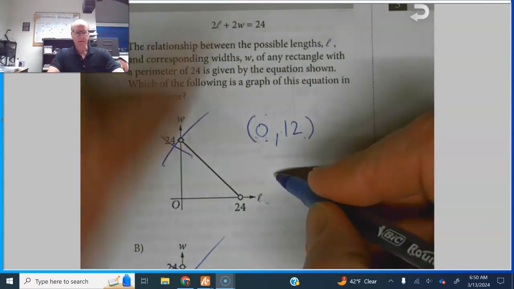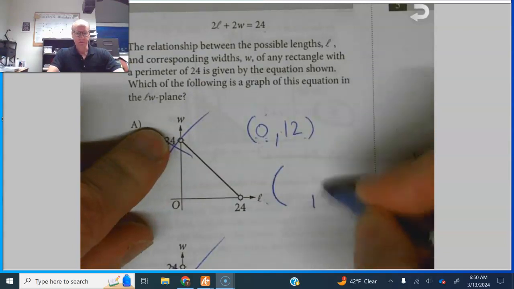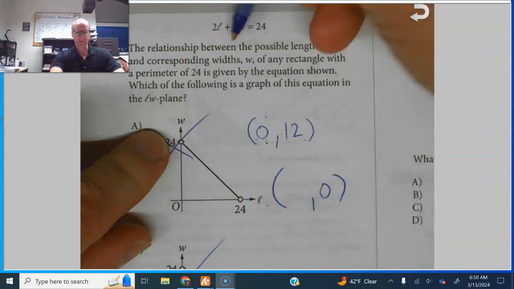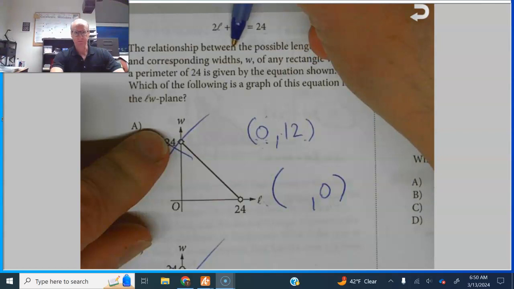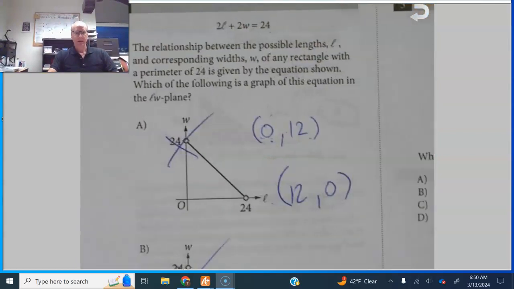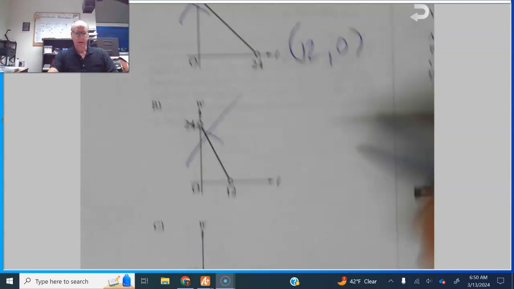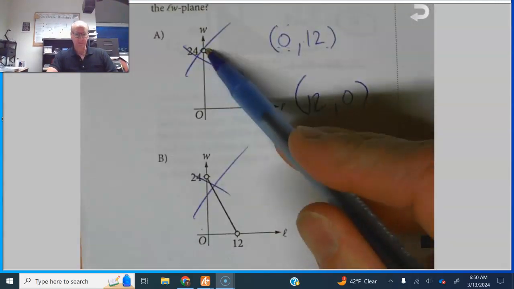Now the other one, to find the other intercept, you put in 0 for y, in this case it's the w, and you get 2l equals 24, so it's going to be 12, 0. And if you want to see the ones that I crossed out already, I crossed out this one because this is 0, 24.